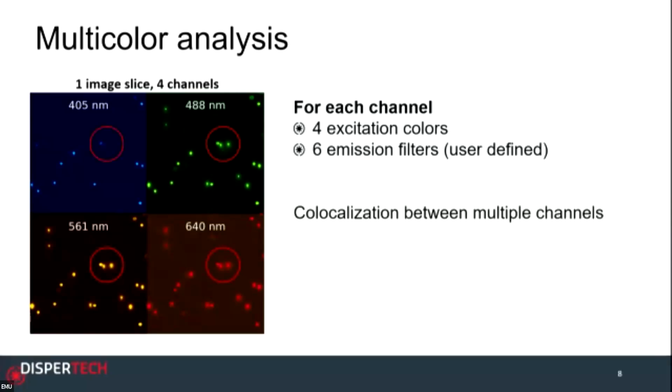And now we can do the colocalization between these channels. As an example, you can see that in the top left channel, for some of these particles, there are no biomarkers present that react to the illuminated light, while the same particles in the other channels, indicated by the red circle, are present.